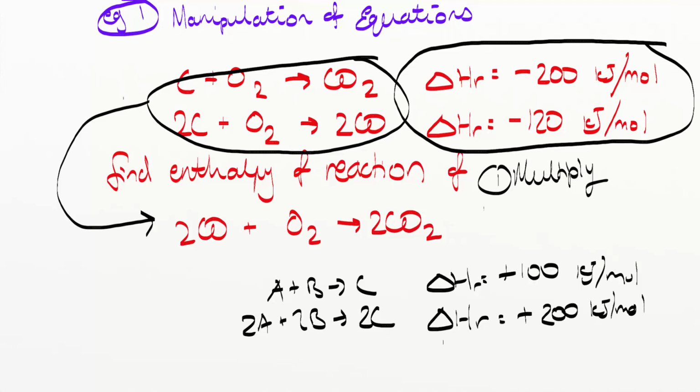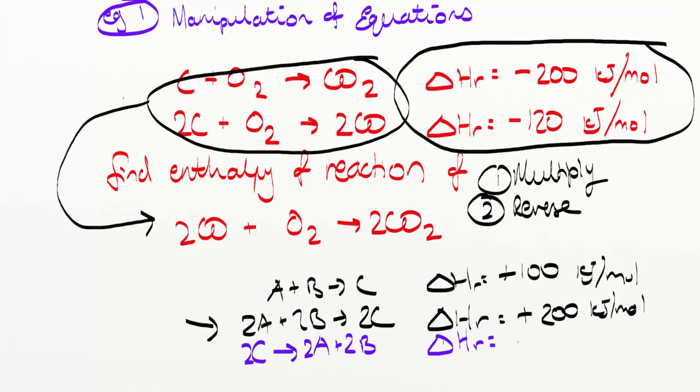The second kind of thing we can do is reverse equations. So what this means is, let's say I have a look at this equation here, 2A plus 2B forms 2C. What I could do is convert this equation into the opposite equation. So that's going to be 2C forms 2A plus 2B. We can see that this is where we've swapped around the products and the reactants to the opposite sides. So the reverse equation is going to have a delta HR of negative 200 kilojoules per mole.